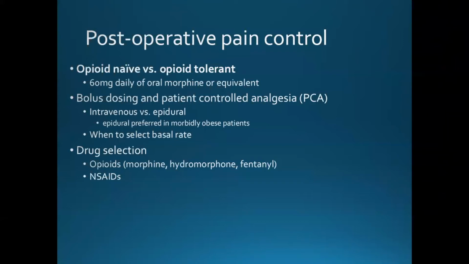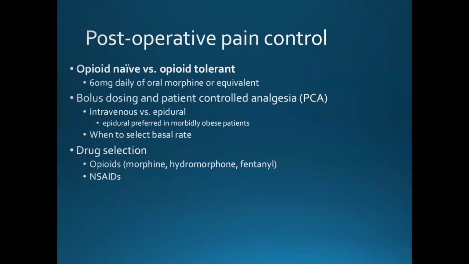Now, if you're the pharmacist and you're responsible for assessing pain control postoperatively for a patient, and they're like, hey, what do we give this patient? The next question you want to ask is, is the patient opioid naive or opioid tolerant? Most of your post-op patients are going to be opioid naive. They're not going to have been on opioids before surgery. The definition of opioid tolerant is 60 milligrams of oral morphine a day or more, or its equivalent, just like on the slide. If you're taking 60 milligrams of oral morphine a day and you've been on that for a week or more, you are considered opioid tolerant.